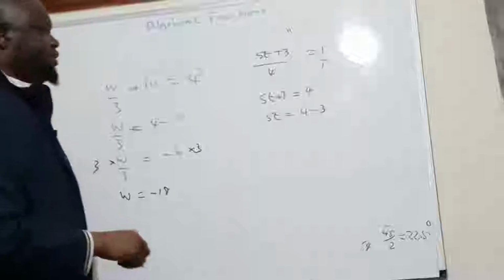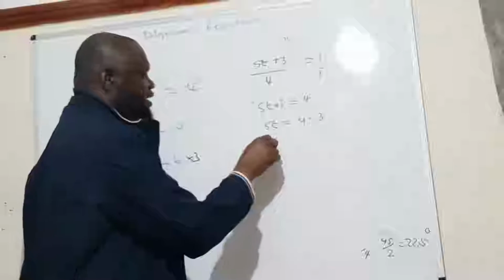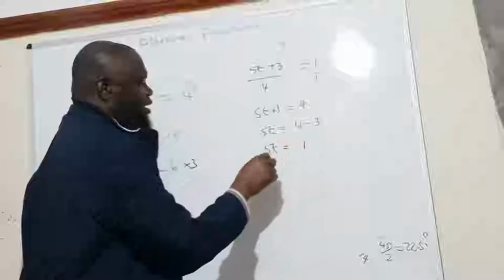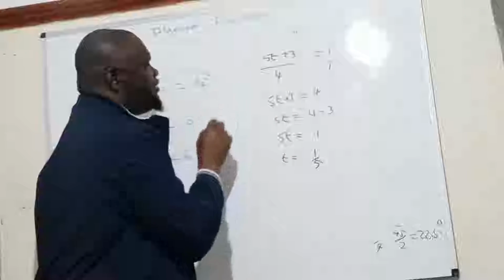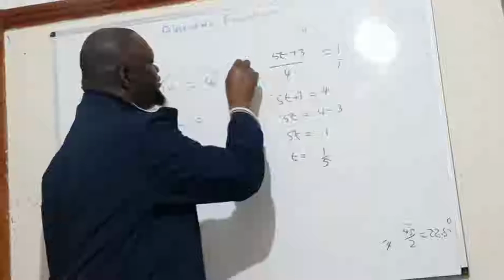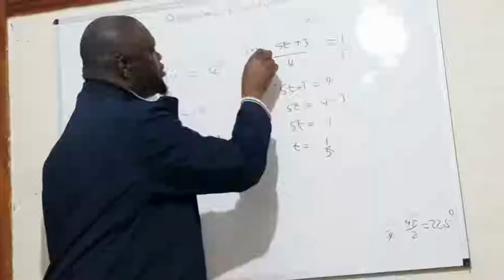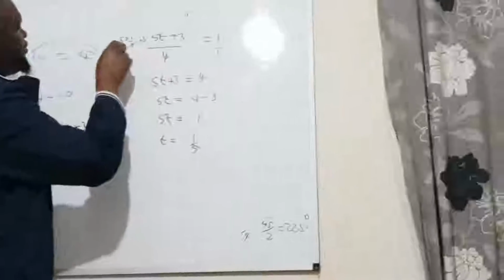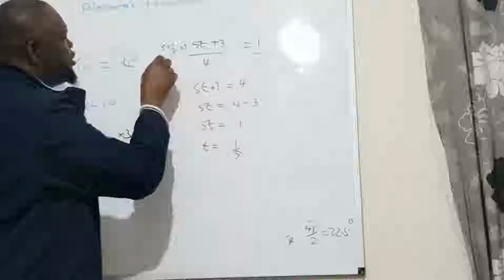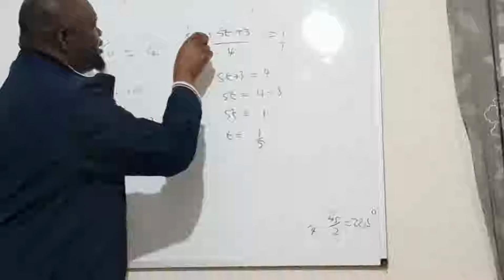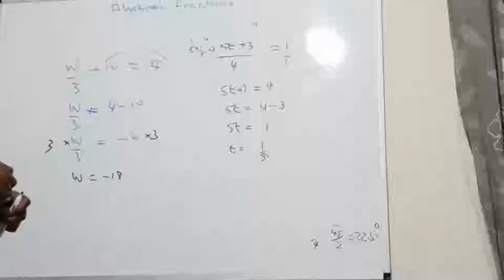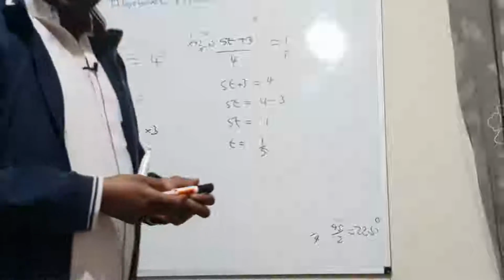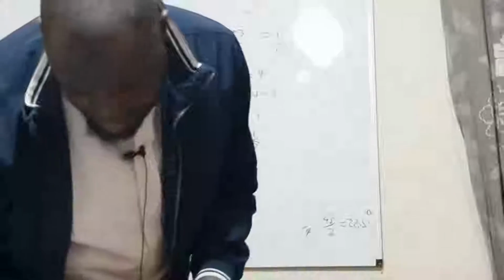Okay, am I going fast? Then 5t is equal to 1. T is equal to 1 over 5. If you put 1 over 5 there, 5 times 1 over 5 is 1, plus 3. 1 plus 3 is 4. 4 over 4 is equal to 1. Anything difficult here? If you find anything difficult, please let me know.